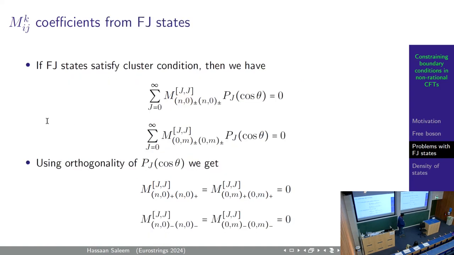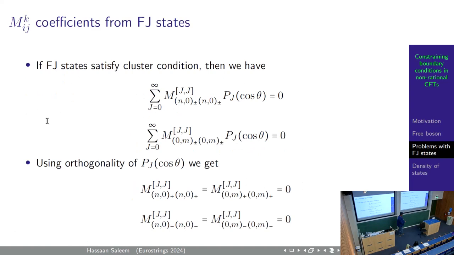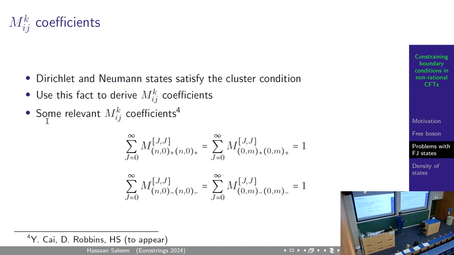If you do the same thing for Friedan-Janisch states, you get these constraints. But we do know that the Legendre polynomials are orthogonal, which means that we can use this orthogonality to derive the fact that each individual M coefficient should be 0. But you can see that this is an inconsistency. If you look at these equations and then look at this equation, they are not consistent with each other, because if these M coefficients are 0, they cannot sum to give you 1. So it means that the Friedan-Janisch states don't satisfy the cluster condition.